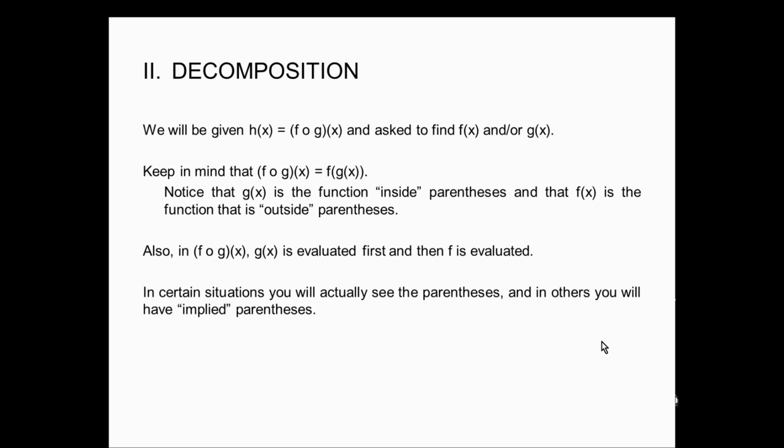In certain situations, you will actually see the parentheses, and in others, you will have implied parentheses. The implied parentheses are oftentimes like absolute values and radicals. Remember, on the calculators, as soon as you press the radical key, with the exception of one of them, it opens a parenthesis, and you have to close it. So that opening parenthesis is kind of the clue in the calculator. So you could actually put the radicand of any radical inside parentheses.